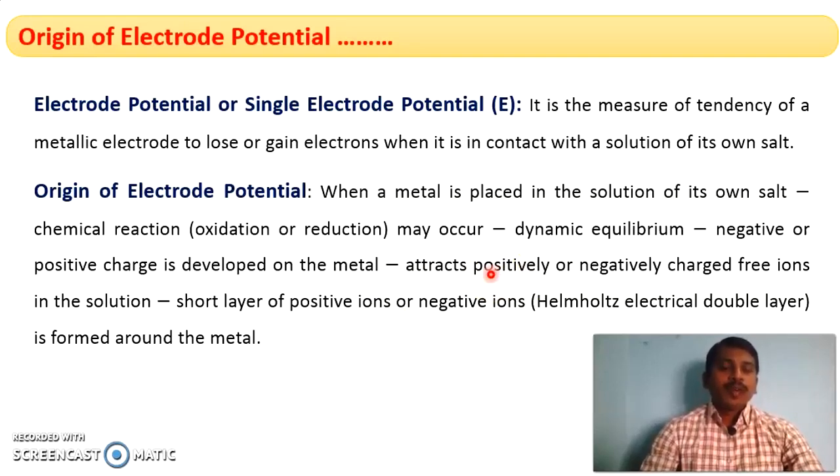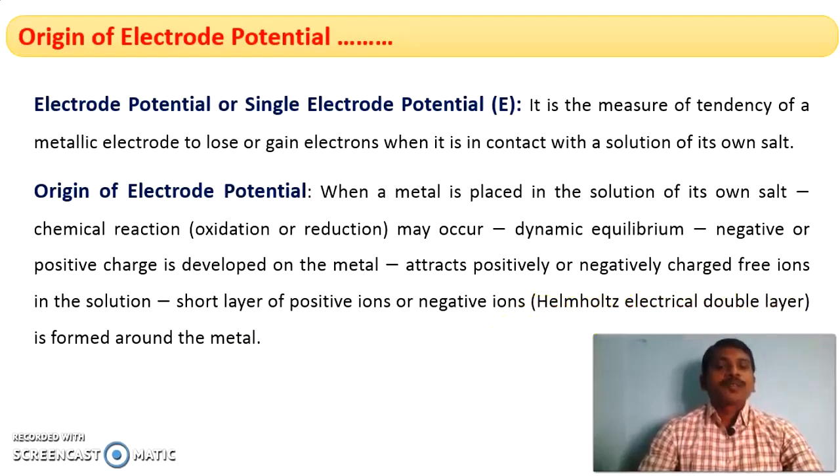If the electrode is positively charged, it will attract negatively charged ions from the solution, and vice versa. After this attraction, a thin layer will be formed all around the metal. The layer may be of positive charges or of negative charges, depending upon the charge developed by the electrode. That layer is called the Helmholtz electrical double layer.